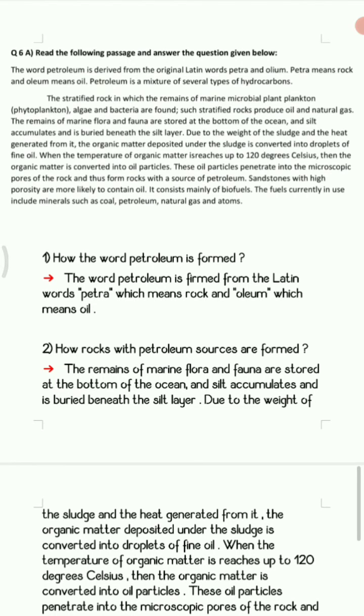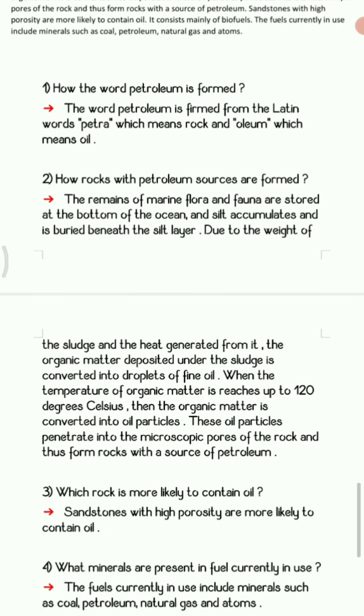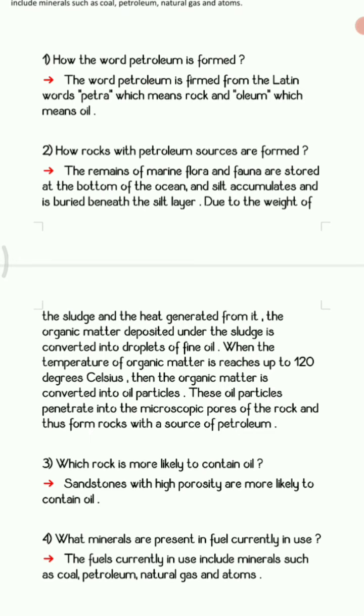The next passage starts from: the word petroleum is derived from the original Latin words petra and oleum. This is one of the paragraphs, and here are the question answers, total 4 questions and their answers.